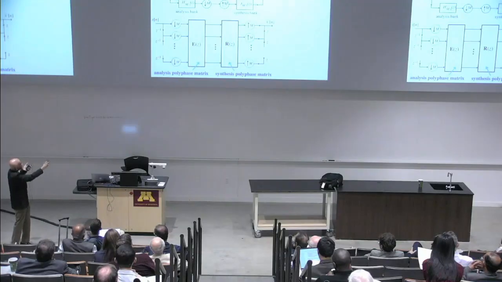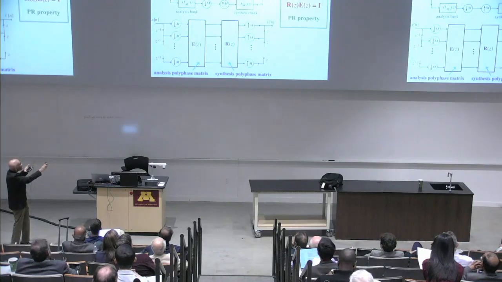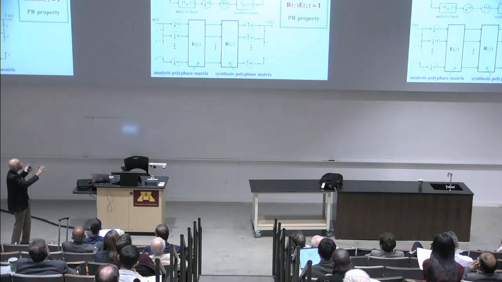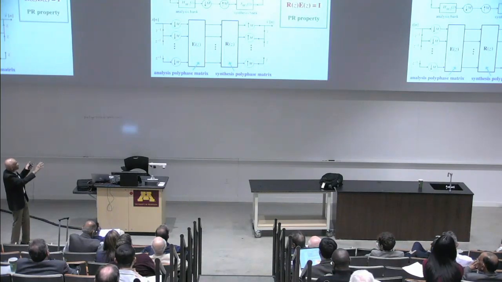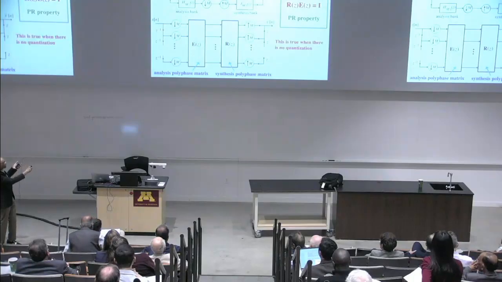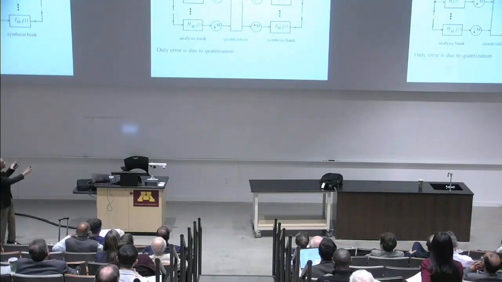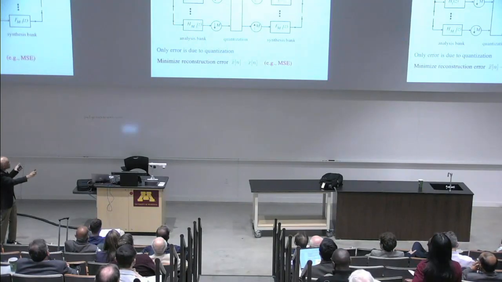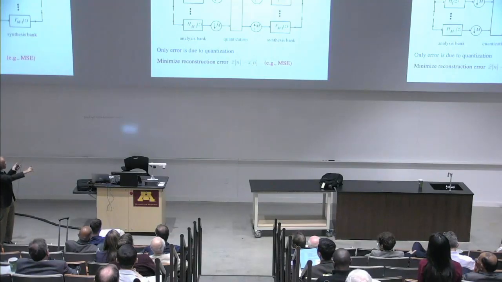Similarly, R(z) represents the synthesis bank. Okay, and there is this so-called perfect reconstruction property: x hat is equal to x if R times E is identity. Under that condition, if we put quantizers there, all the error is due to quantization. So now there are quantizers. If there is perfect reconstruction, the only error is due to quantization. So minimizing the reconstruction error is equivalent to minimizing the error at the output due to quantizers.